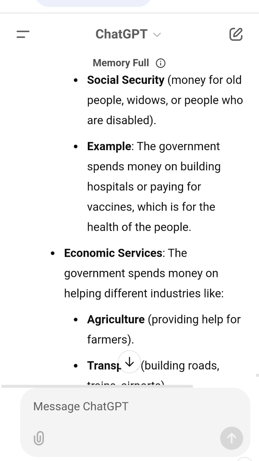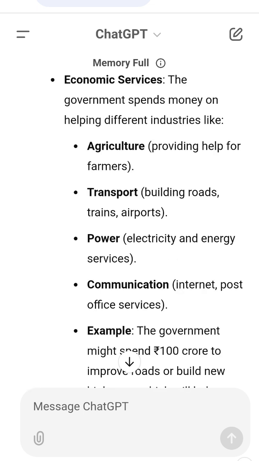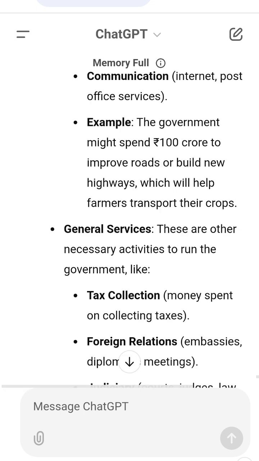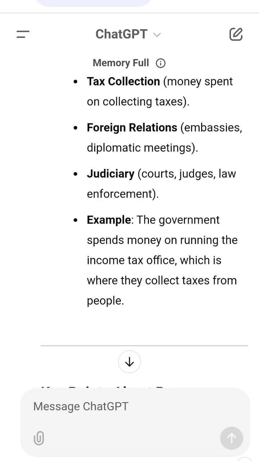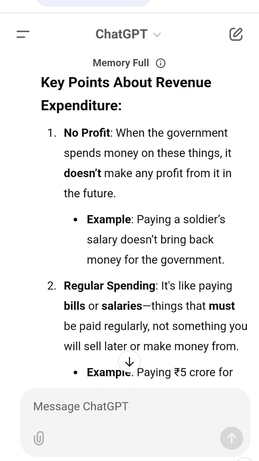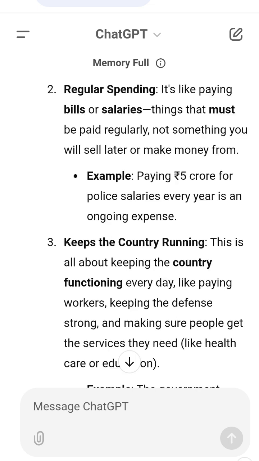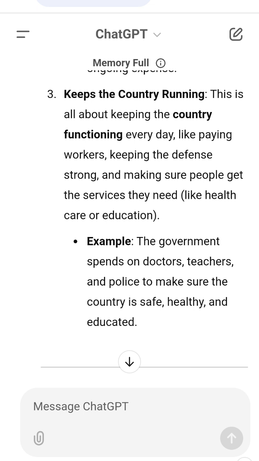Real-life example for India. 1. Interest payments. India has borrowed money from the World Bank for development projects. Every year, India pays interest on these loans. 2. Defence and police. India spends money on defence forces, police salaries and defence equipment. 3. Subsidies. The Indian government provides food subsidies through schemes like the Public Distribution System, PDS, which gives food grains at low prices. 4. Salaries and pensions.